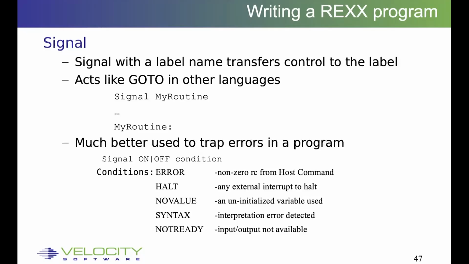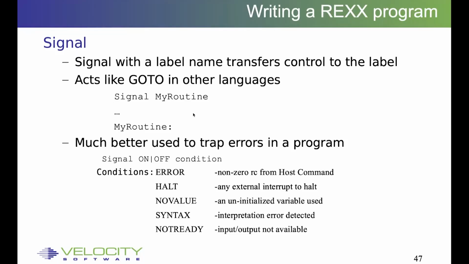Signal with a label name after it transfers control to that label. It works very much like goto in other languages. So in this case, we have signal my routine. When execution gets to the signal, control will be transferred to the my routine label and it will start executing code at that point. Signal is much better used to trap errors in a program.